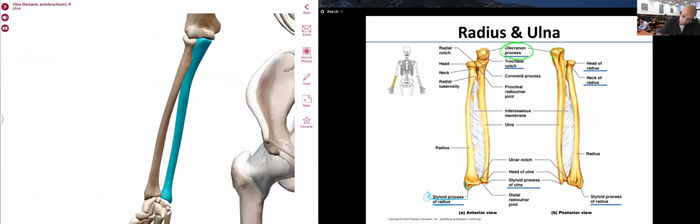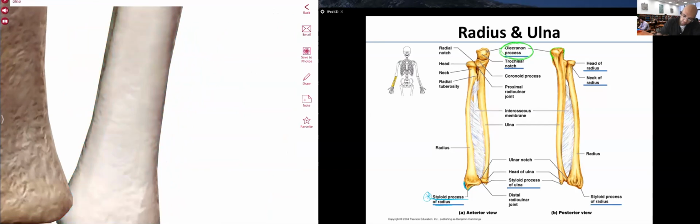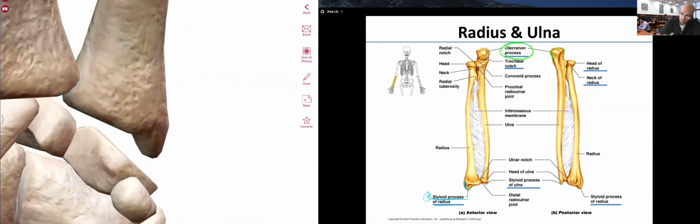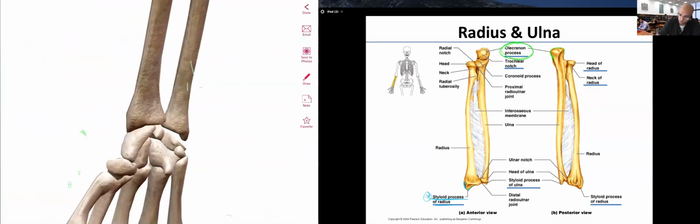If I keep moving down to the lower end of the ulna, I would see another pointed bony process. This is going to be another styloid process, but this time it's the styloid process of the ulna. Again, if I keep it non-specific, I mean the styloid process in the temporal bone.